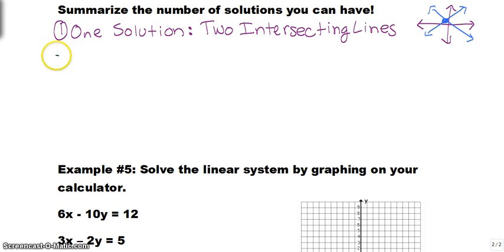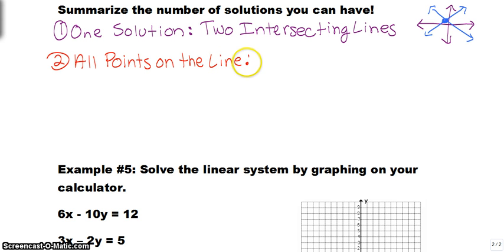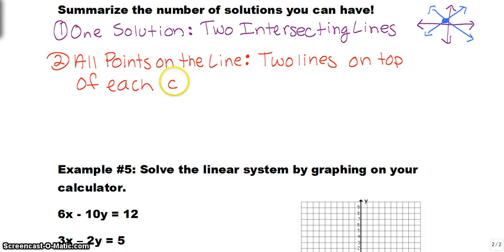The second type of solution I can have, like we had in our second example, was all points on the line. And what we saw that looks like is 2 lines on top of each other, because they're really the same line. So if we had a picture of that one, if I draw my x and y axis, my line, all I would see is one line.